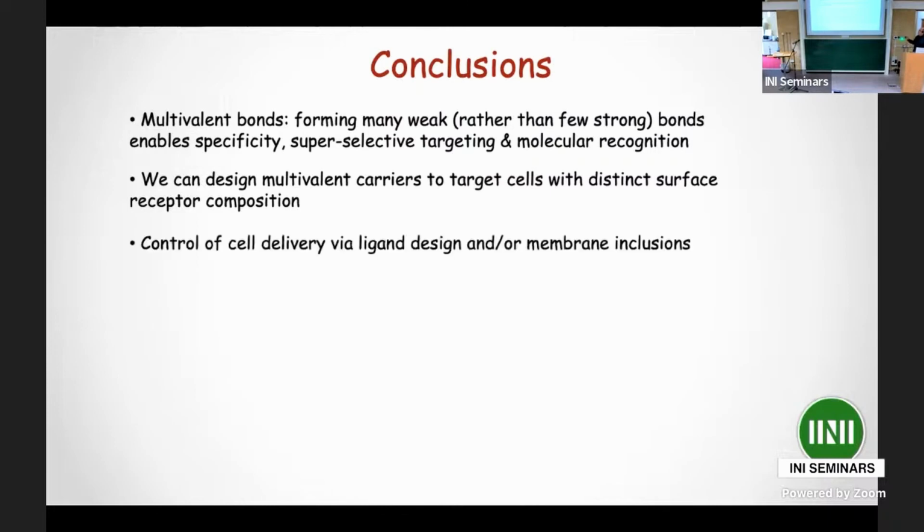So we can design carriers that will target specific surfaces with specific composition. Theoretically or in simulations, it's easy to do. And if we know the data from microbiologists, from biochemists, we could design very specific carriers to target what we want.